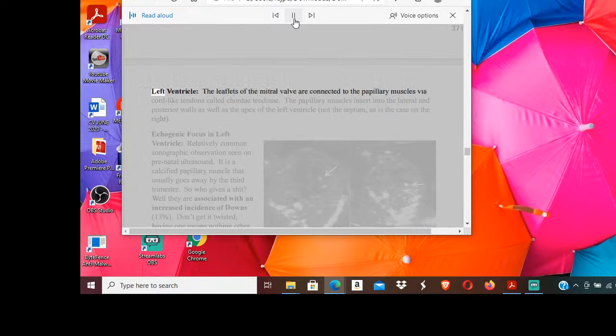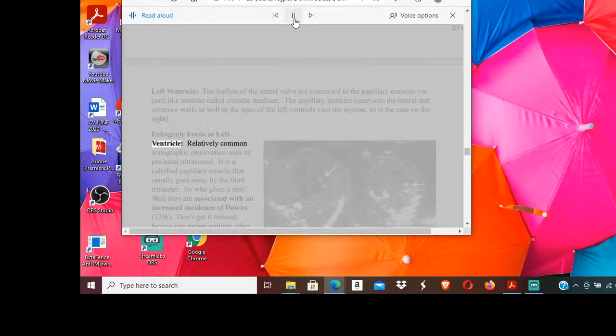371. Left ventricle. The leaflets of the mitral valve are connected to the papillary muscles via cord-like tendons called chordae tendineae. The papillary muscles insert into the lateral and posterior walls as well as the apex of the left ventricle, not the septum, as is the case on the right.